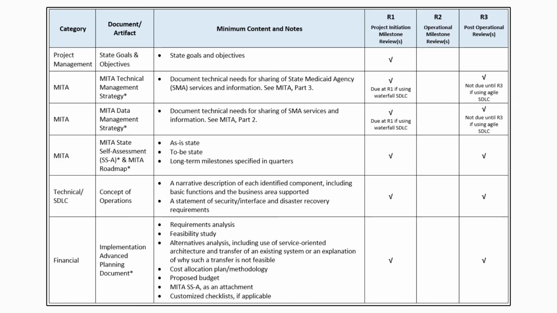The artifacts list includes a list of artifacts for each of the milestone reviews. In this column is a list of the document names. The next column shows the minimum information that should be included in the documents. Also, Waterfall and Agile methods call documents by different names. We've tried to account for this. The last 3 columns indicate for which milestones each artifact should be submitted for the milestone review.